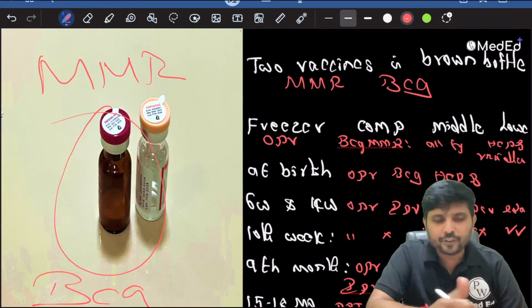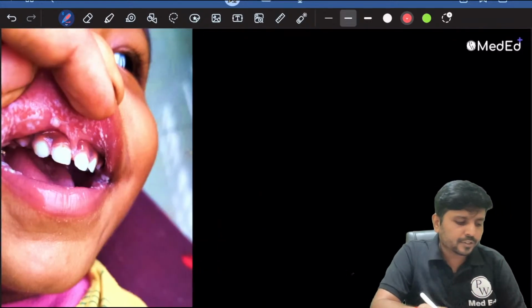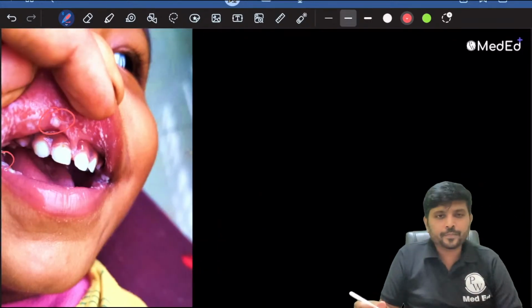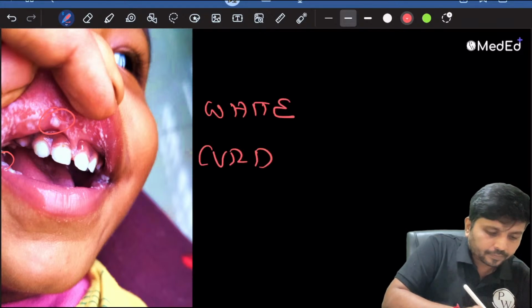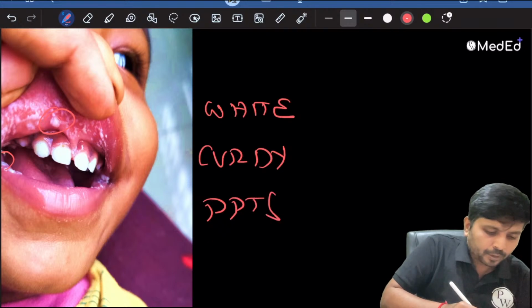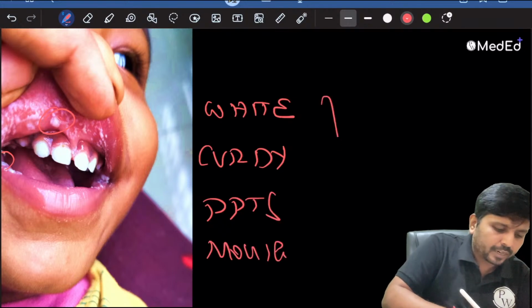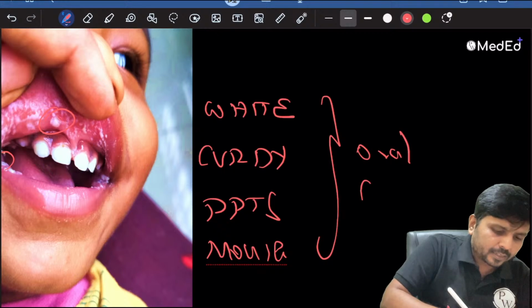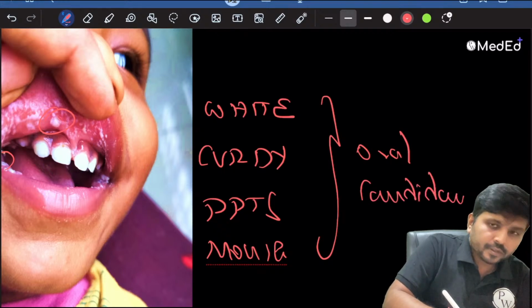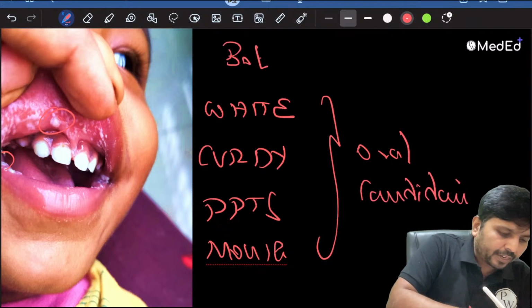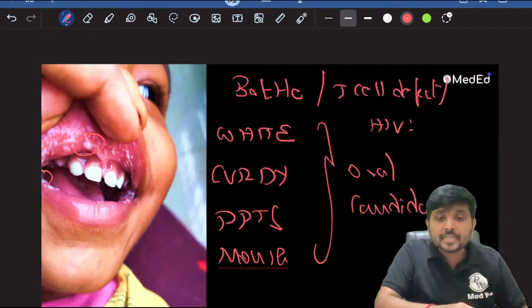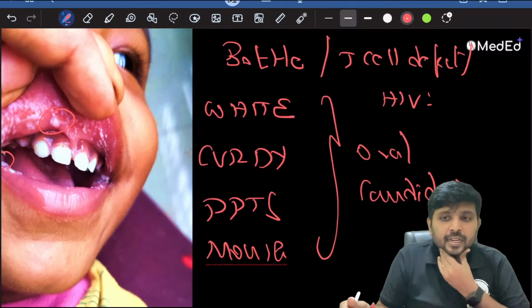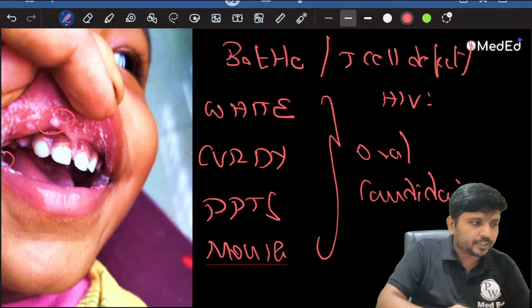Okay, what else can I offer you? Right. What is this? White curdy precipitates in the mouth. This is oral candidiasis. It can be due to bottle feeding, or it can be due to T cell defect, or it can be due to HIV if it is persistent oral candidiasis.